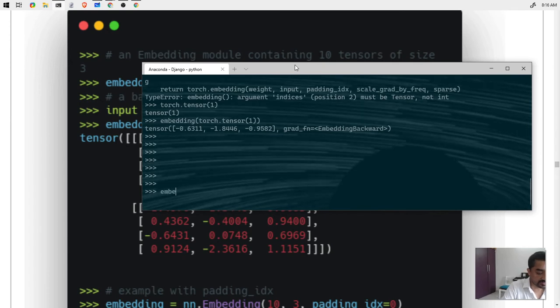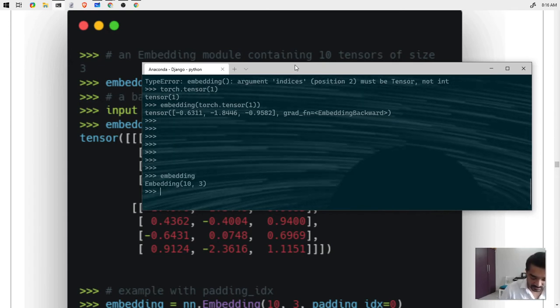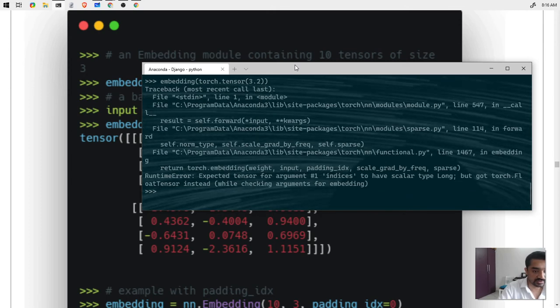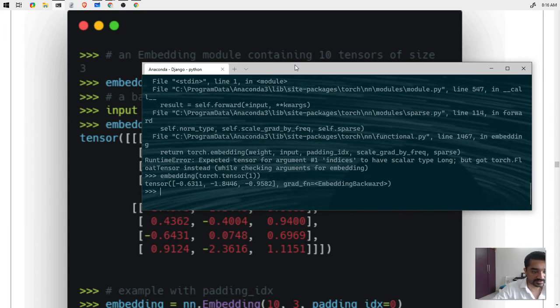Okay, so we have this embedding, and that is 10 by 3. That is clear. What we need to do is take our embedding and send in a torch tensor. So a tensor needs to go in, and let's send a number. Let's say 3, and you're going to see it actually gives out something. Now if we send, let's say, 3.2, it says it needs to be a long tensor, so let's send in 1. Now it's going to give something like this, right?